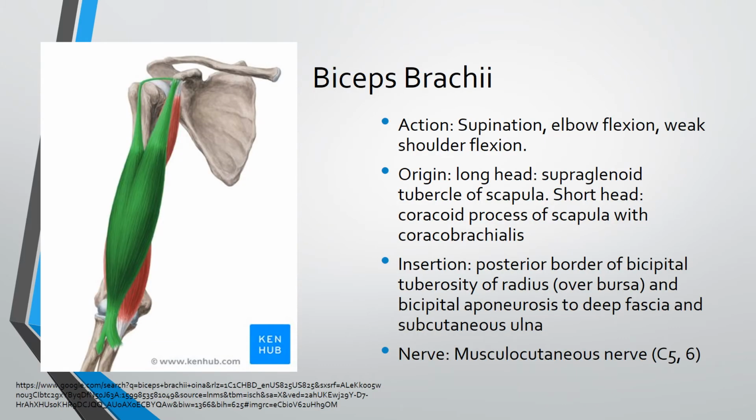The biceps brachii has 2 heads. The long head originates on the supraglenoid tubercle of the scapula. The short head originates in the coracoid process of the scapula, along with the coracobrachialis. The action is supination, elbow flexion, and weak shoulder flexion. It inserts on the posterior border of the bicipital tuberosity, the radius, and the bicipital aponeurosis to deep fascia and subcutaneous ulna. The nerve is the musculocutaneous nerve C5 and 6.